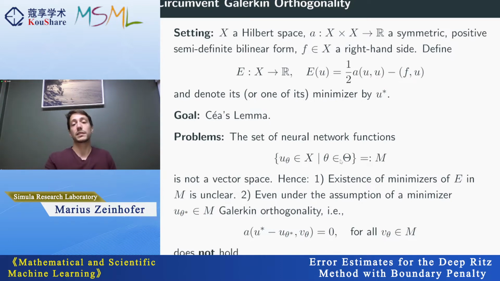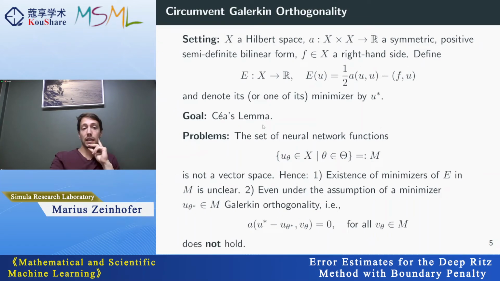The first realization is that this set M is not a vector space. And there are two problems. The existence of minimizers of E in this set M is unclear. The set of neural networks is usually not closed, not convex, so very little structure. And even if we assume that there possibly might be a minimizer in this M, because it's not a vector space, we cannot use Galerkin orthogonality. It's in general wrong. So this would be Galerkin orthogonality, and this does not hold. And this is a problem because this would be the usual way to obtain, let's say, Céa's lemma.